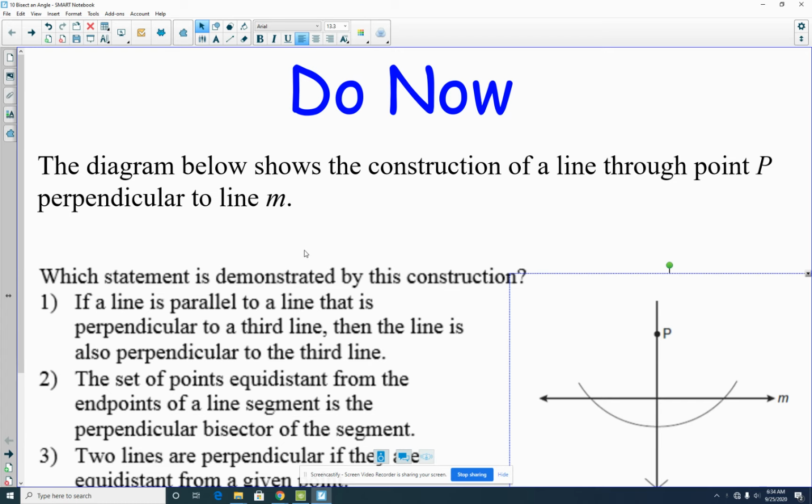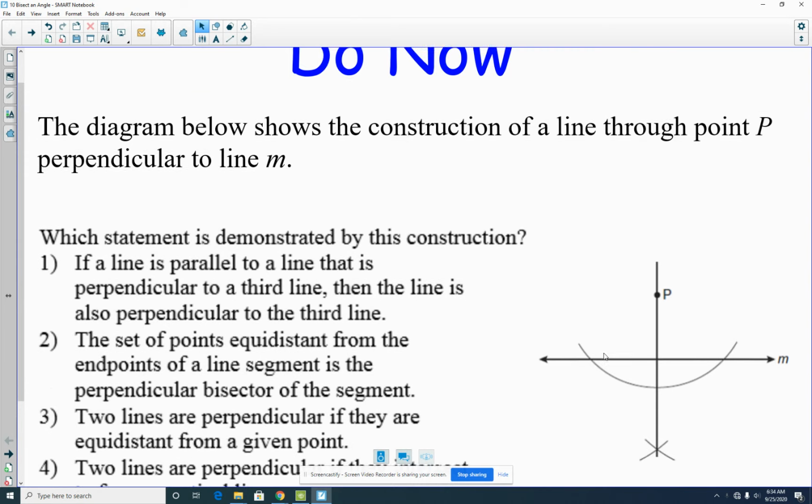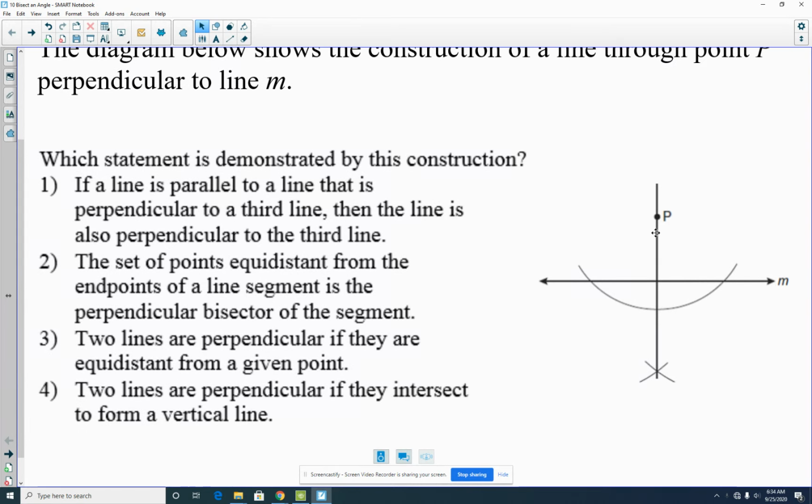Hi everyone, this video is for lesson 10, which is bisecting an angle. We're going to start this lesson with this quick do now question, and it says in the diagram below, we have a construction of a line going through point P that is perpendicular to line M.